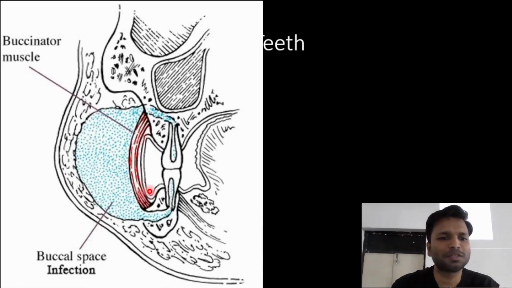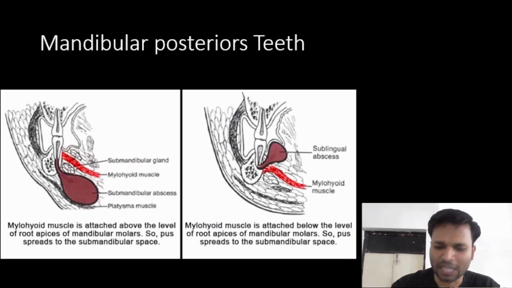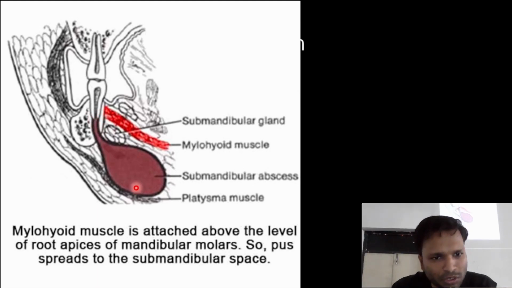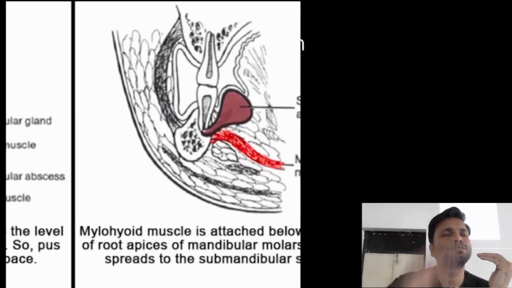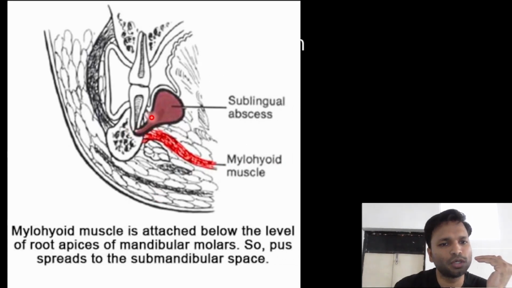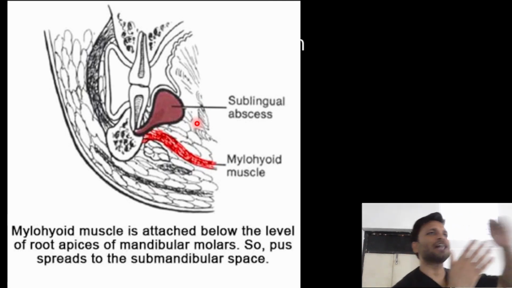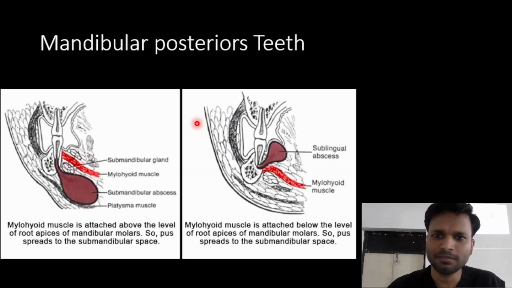Now, if this abscess reaches the lingual cortex first, then depending on the level of the attachment of the mylohyoid muscle, if this mylohyoid muscle attachment is above, or coronal to, the apex of the posterior teeth, you're going to see the submandibular space infection. And if the muscle attachment is below the level of the apex, you're going to see the sublingual space infection. So basically the attachment of the muscle is going to govern which space is getting involved.